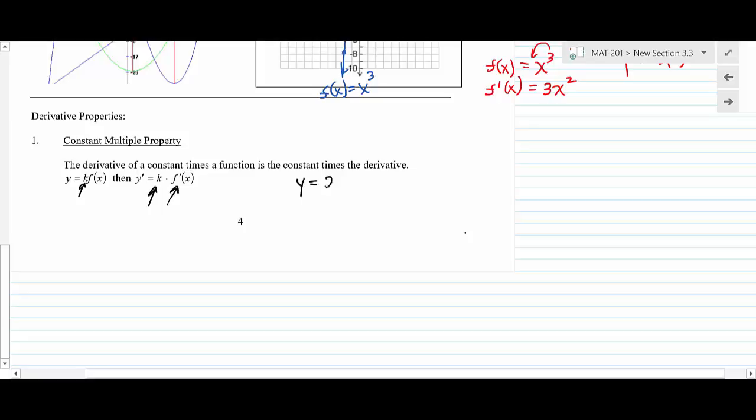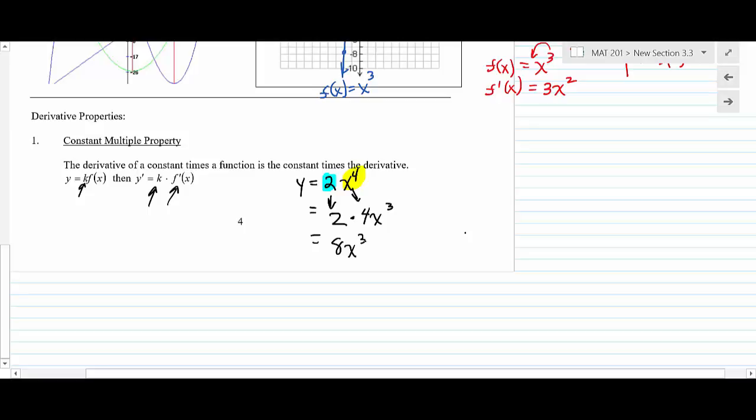Say that you had 2x to the fourth. You have x to the fourth, and then you have a constant. So what you really do when you do the derivative is you just write down the constant. You don't do the derivative of the constant, because the derivative of 2 is 0. Don't do that. Just write it down, and then do the derivative of x to the fourth, which is 4x to the third. So what you get is 8x to the third.